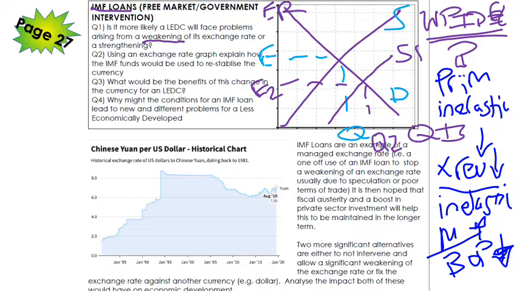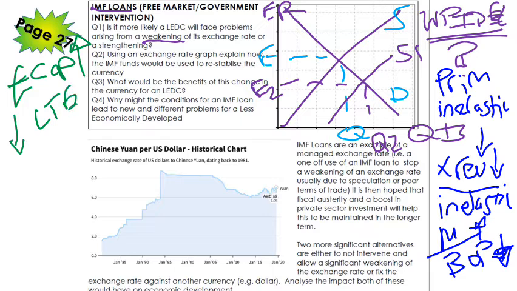The additional negative for a developing country of that weaker exchange rate would also be the cost of capital. So the cost of physical capital would be more expensive, which would reduce the economic growth, or the long-term economic growth within that country.